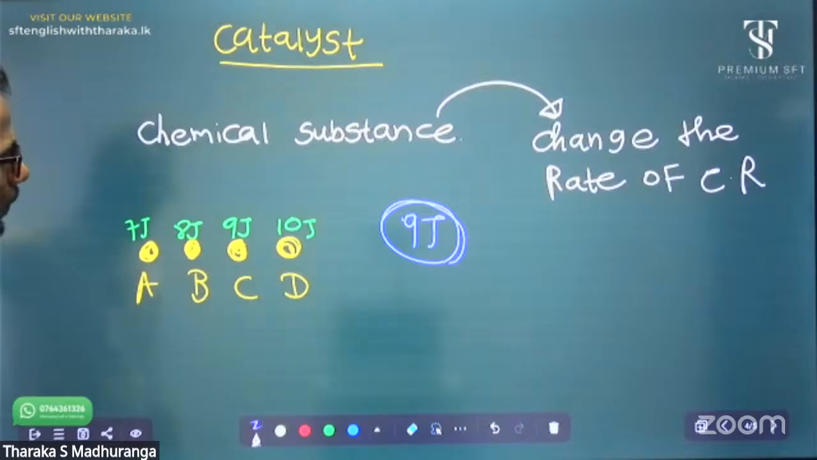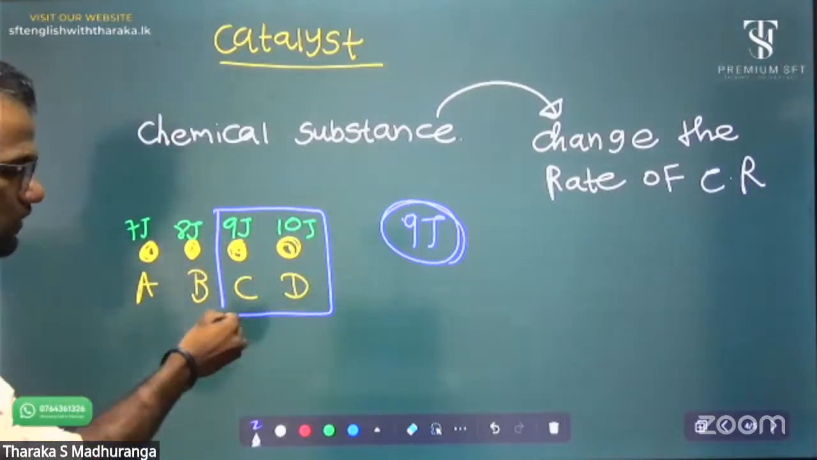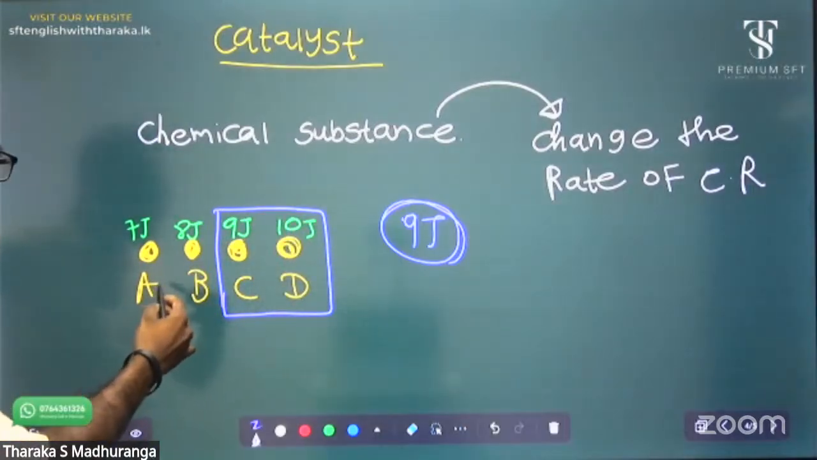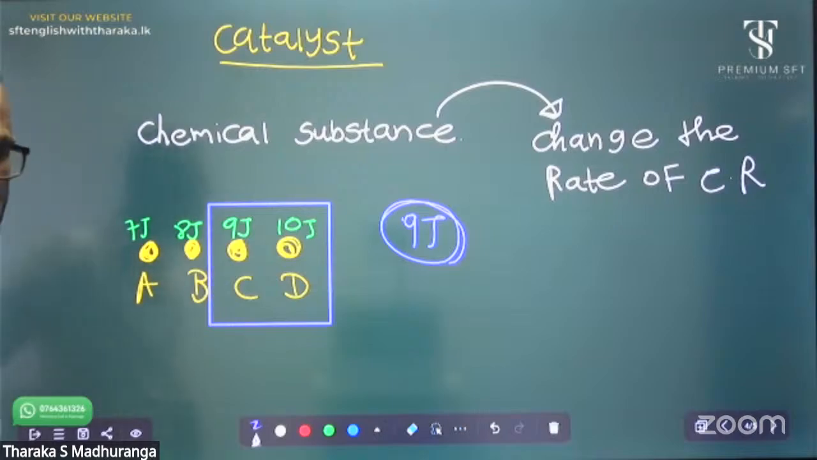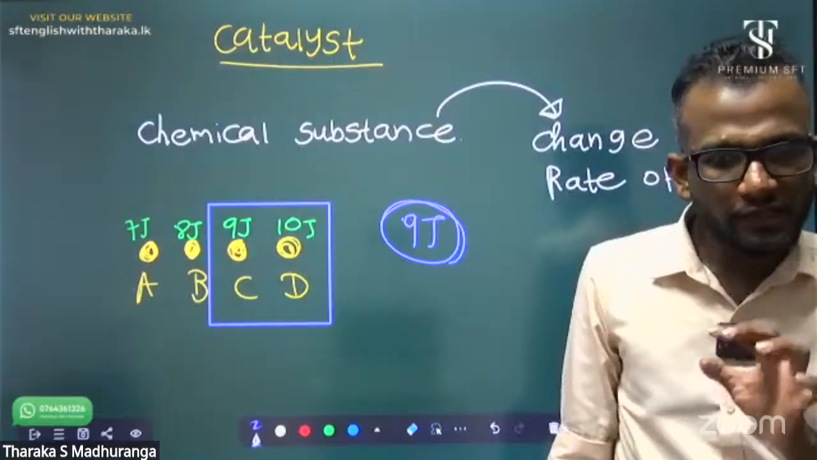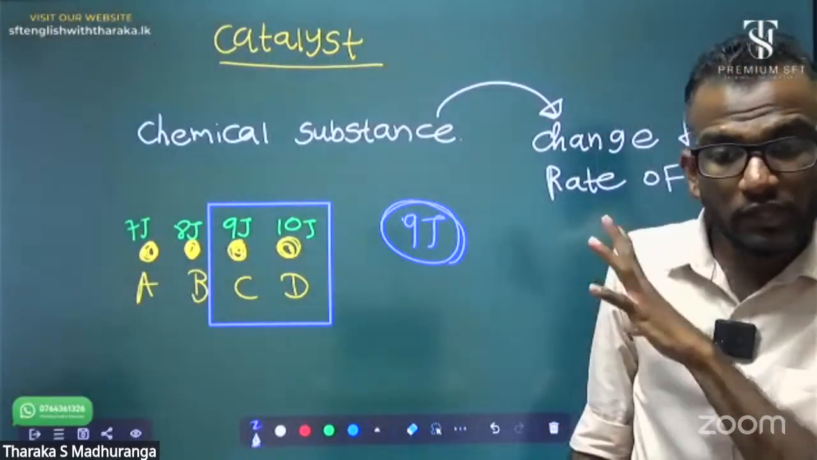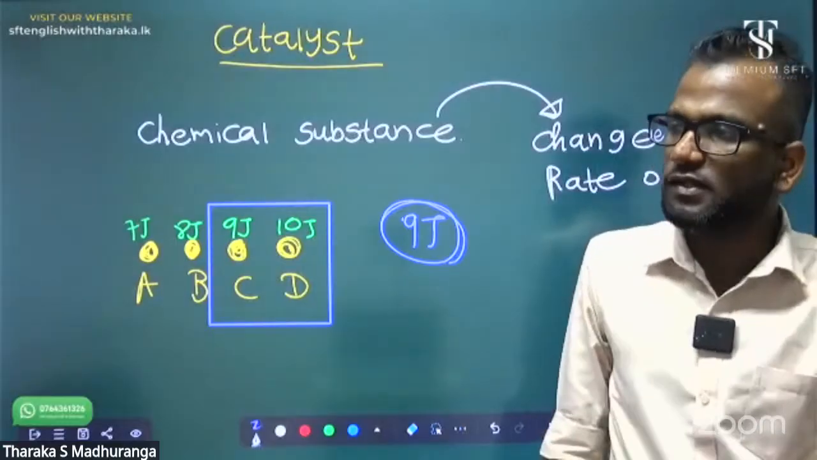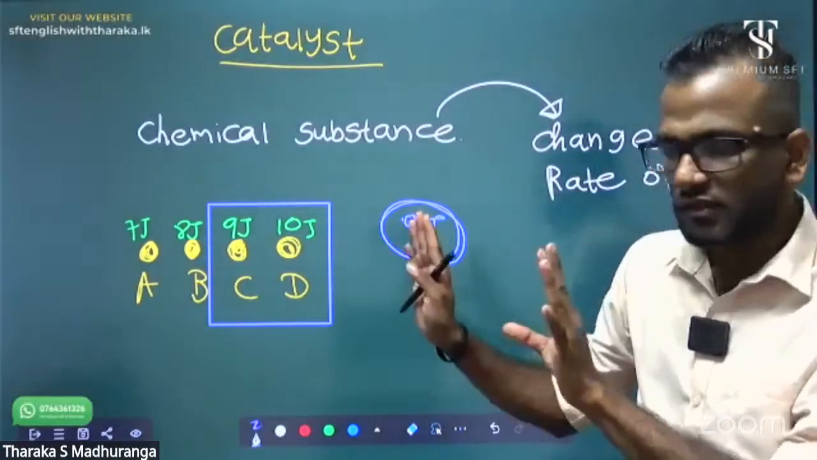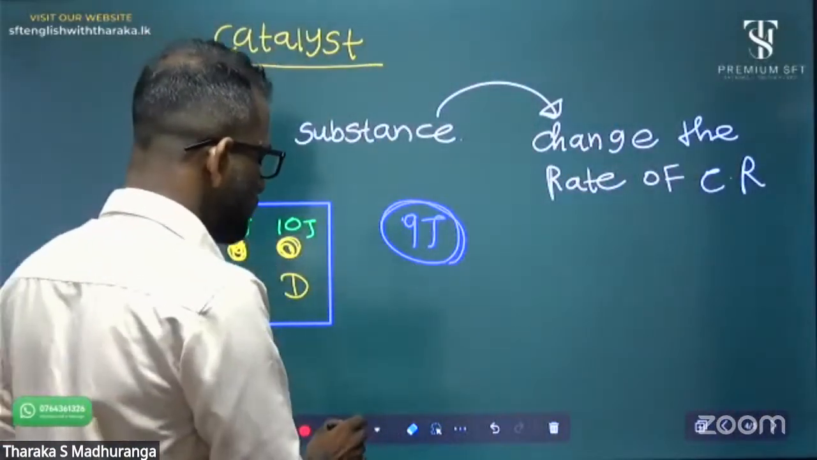Then who can participate in the reaction? Only C and D can participate in the reaction by effective collision. A and B cannot participate. Are you okay? Yeah, that's a basic theory. But that is without a catalyst. But when we introduce a catalyst, what happens?